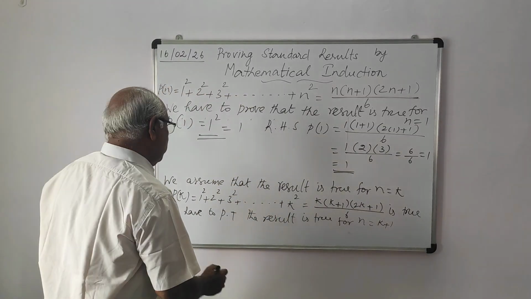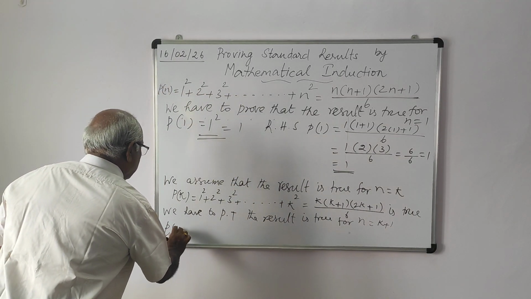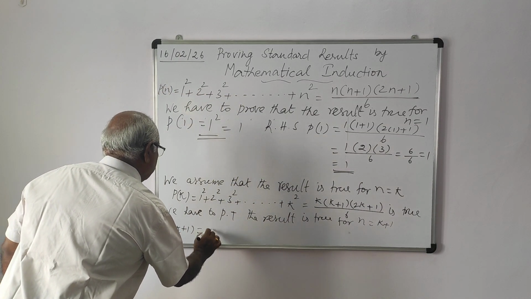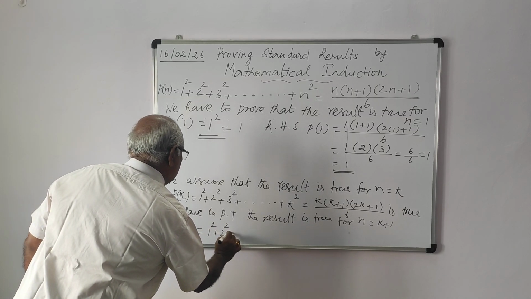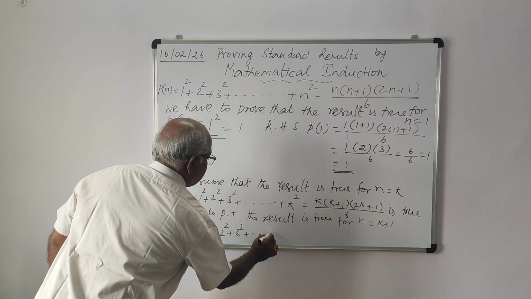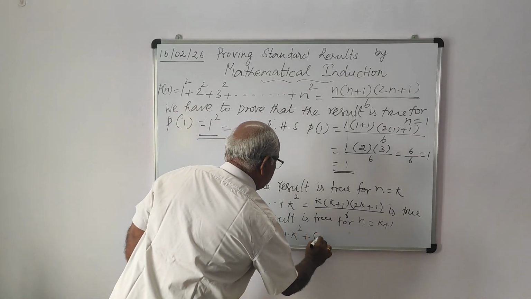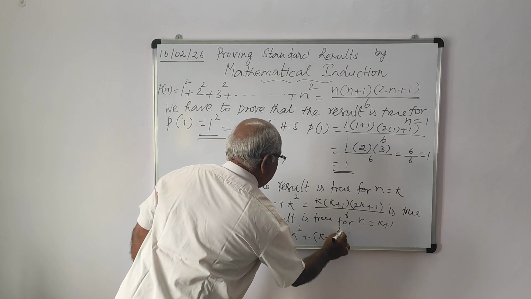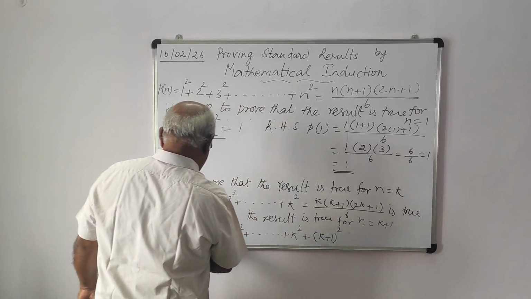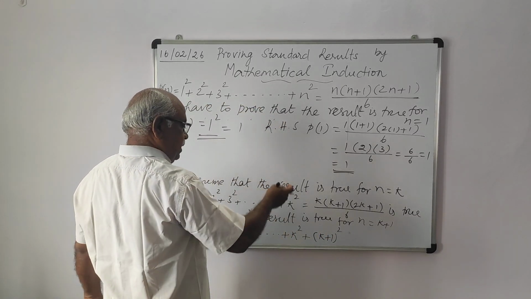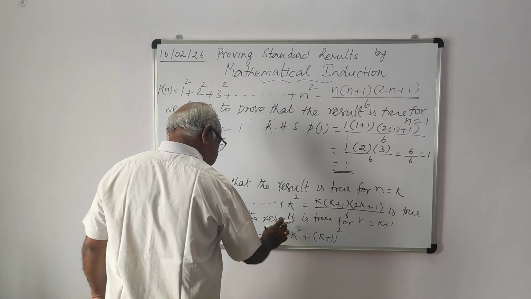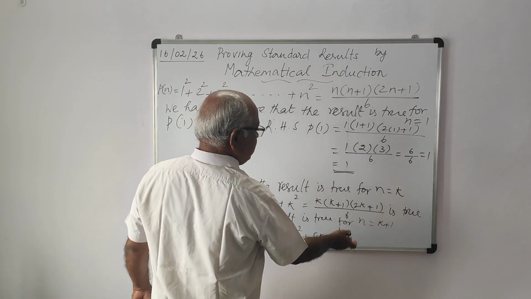That is, what is P of k plus 1? P of k plus 1 equal to 1 square plus 2 square plus 3 square plus etc. plus k square up to k. Next, k plus 1 whole square. See, this is your left hand side. This left hand side is what we have to prove. We will see on the right hand side.